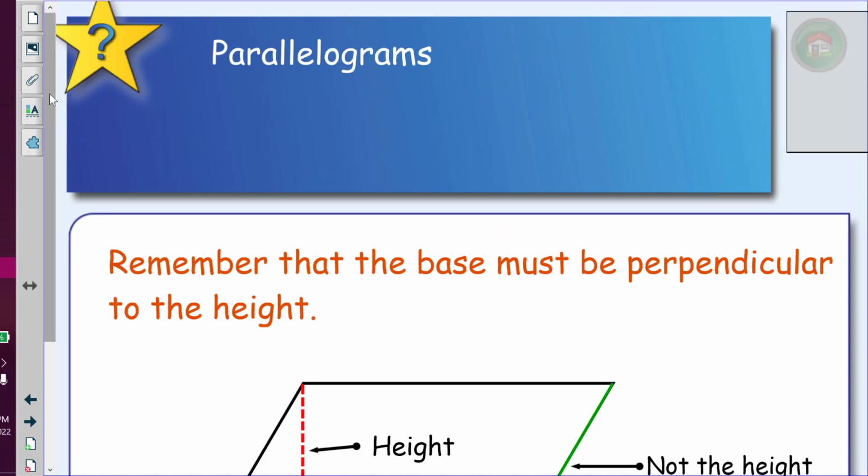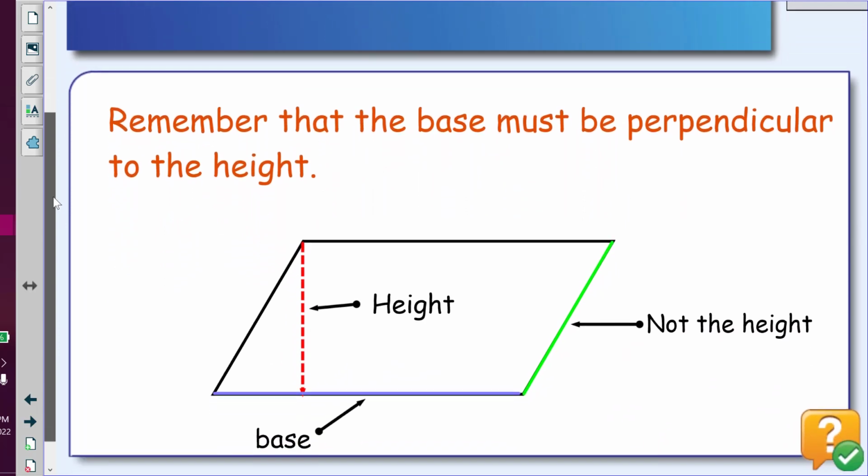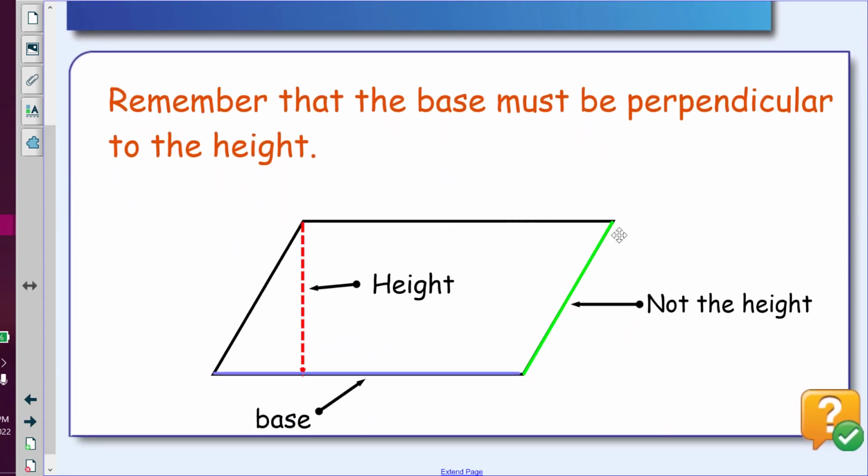Now you have to be careful with parallelograms because a lot of times some of us want to take this side over here and think that that is the height. No, the height would be the line that makes the 90-degree angle. So this line makes a 90-degree angle with the base. So this is the height.